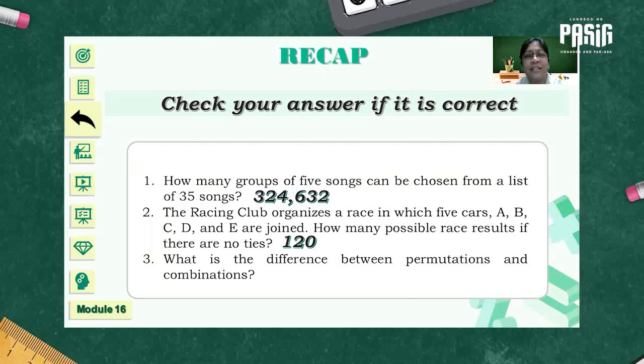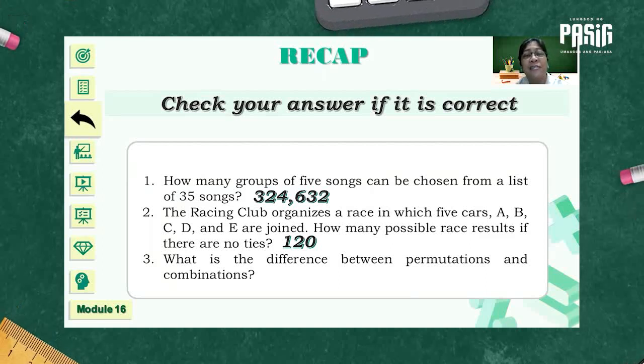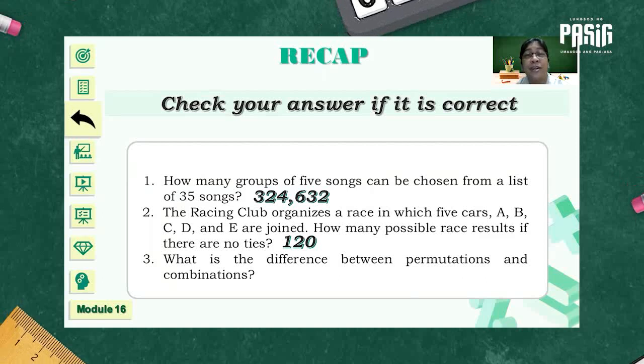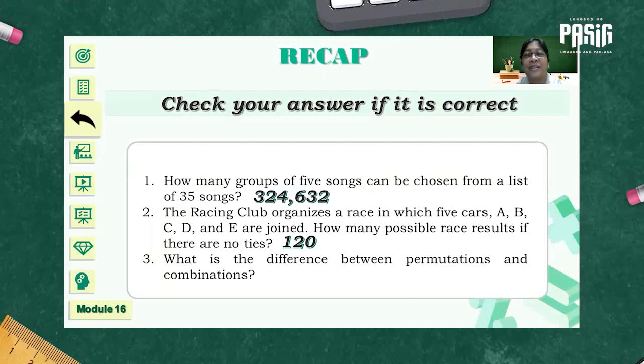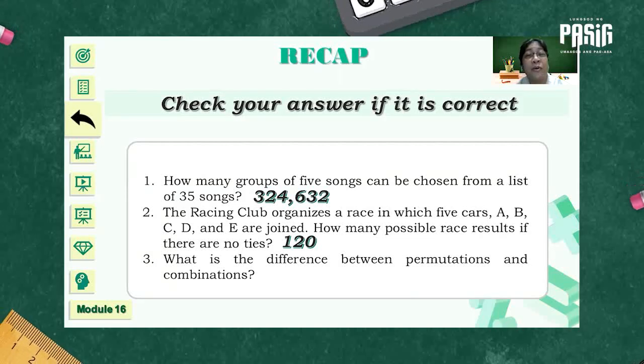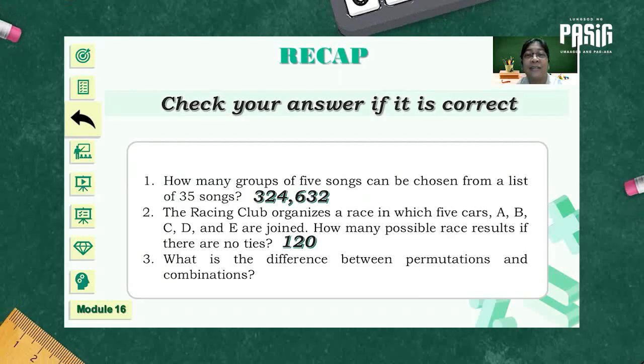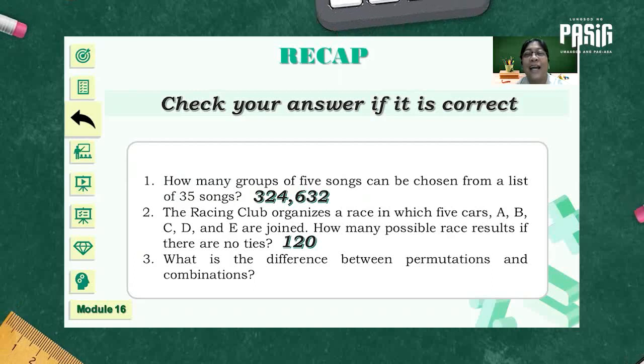So what is the difference between permutation and combination? We use permutation whenever there is an order, or order matters. We use combination if order is not necessary. I hope it's clear.